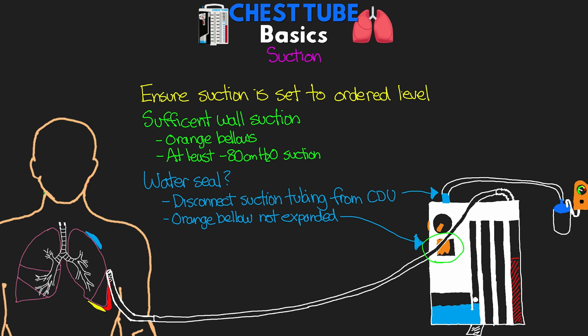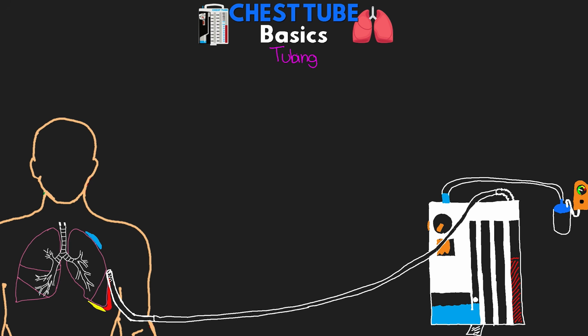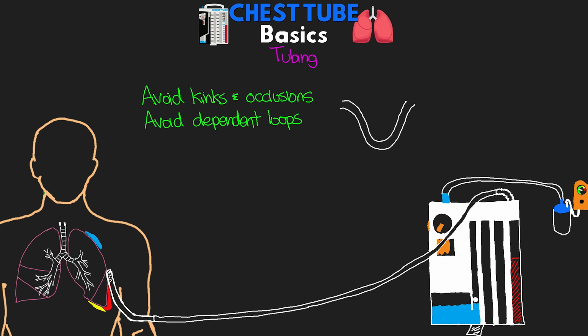And then lastly, the last thing that we want to be assessing for is going to be the tubing itself. So it's really important that we're avoiding any kinks or any occlusions in the tubing, because this would essentially be the same thing as clamping the tubing, which could potentially be a problem for our patient. Another thing to be on the lookout for is to ensure that we don't have any dependent loops in the tubing. This would be where the tubing comes down and then goes back up before coming into the drainage unit. Having these dependent loops will actually increase intrapleural pressure and prevent lung expansion.